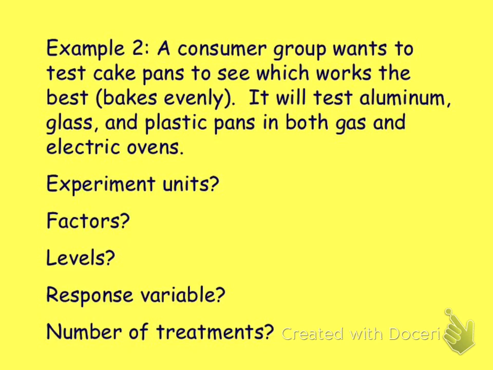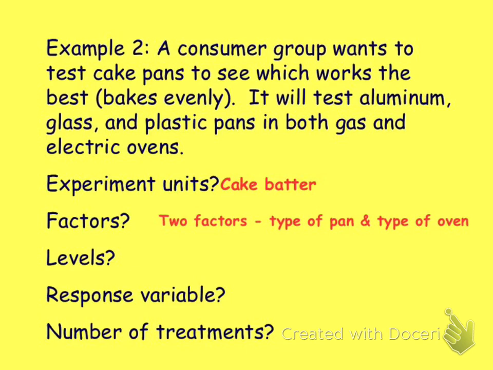A consumer group wants to test cake pans to see which works the best. It will test aluminum, glass, and plastic pans in both gas and electric ovens. So this is where we see the different factors and levels. What are my experimental units in this example? Cake pans? Cake batter, good. Cake batter is what's getting the treatment, because it is the one changing. What are my factors? I have the type of pan and also the type of oven. So I have 2 factors, and those are the 2 things that I'm changing.